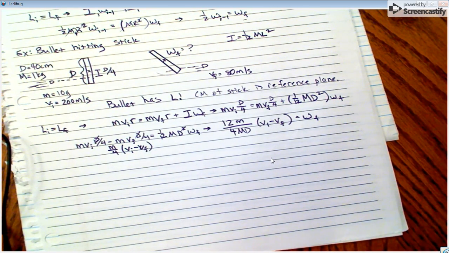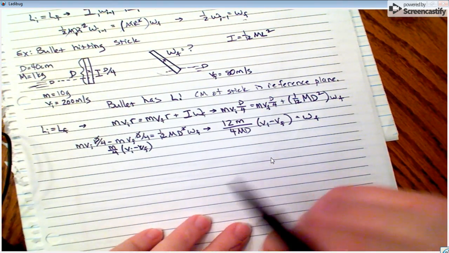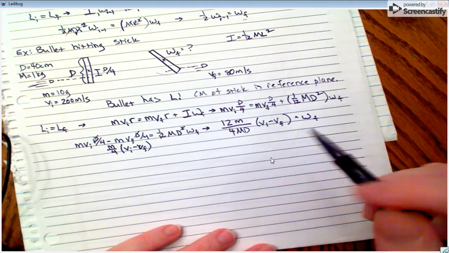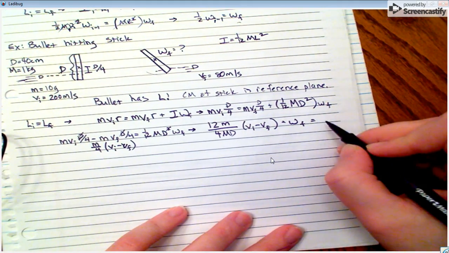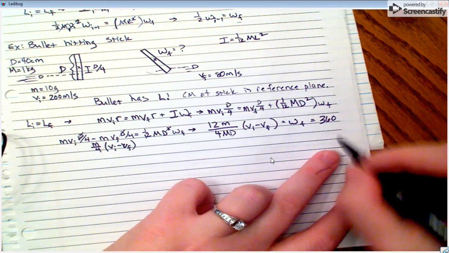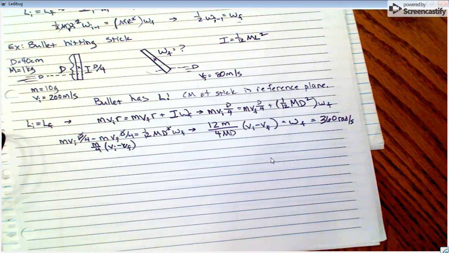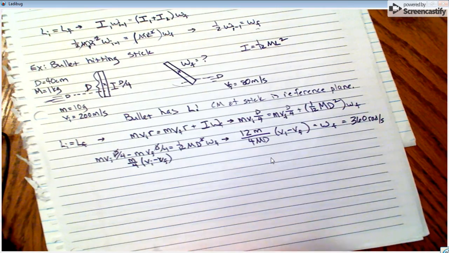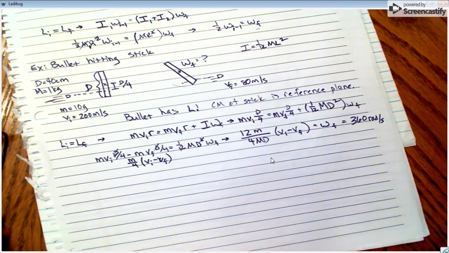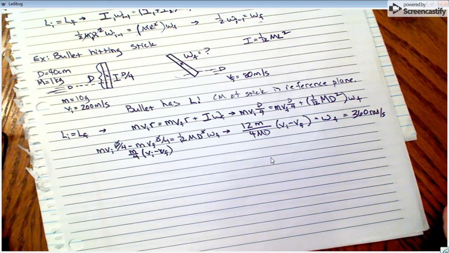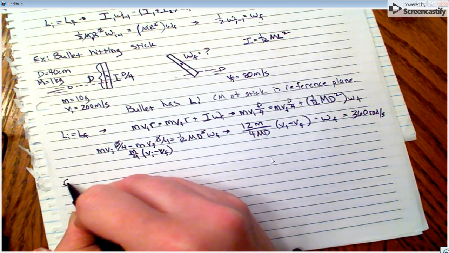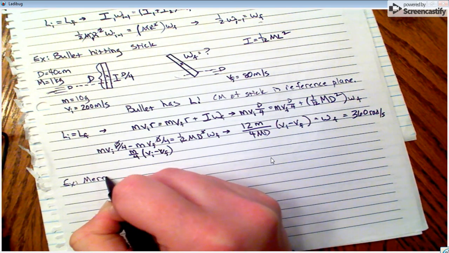If you plugged in numbers already, that's fine. But it is important to know how to solve these with just variables, even though it is not real. When I do plug numbers in, if I did it right, I get a final angular speed of 360 radians per second. So that's how you set up conservation of angular momentum when you have some linear terms and some rotational terms. Just plug in whatever you know, and they'll come out as numbers. Whatever you don't know will stay as variables.